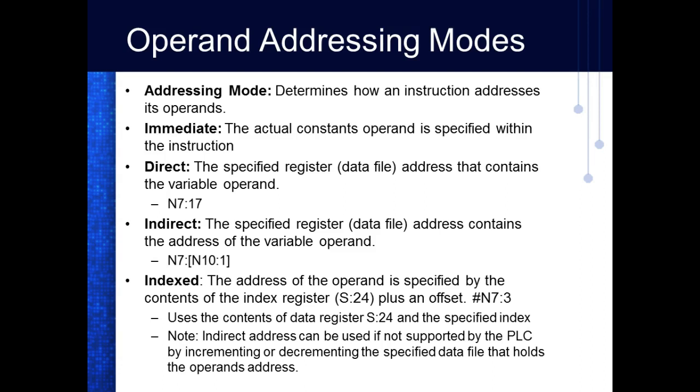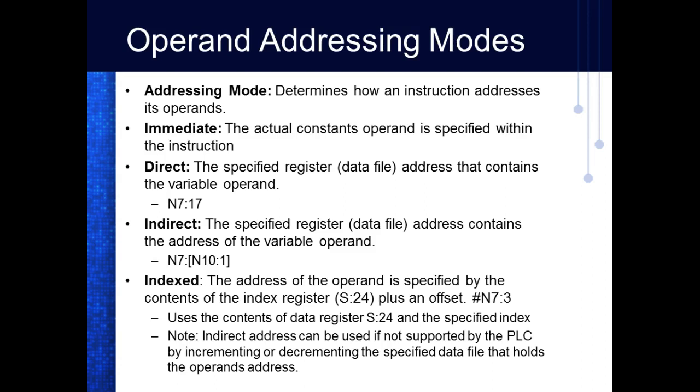We know what immediate is: the actual constant operand is specified within the instruction itself. So we use that one a lot. Direct addressing specifies a register or data file address that contains the variable operand, like N17. So inside the integer data file, address number 17 would contain the operand. Everybody okay there? Then we have one that we haven't used, which is really powerful.